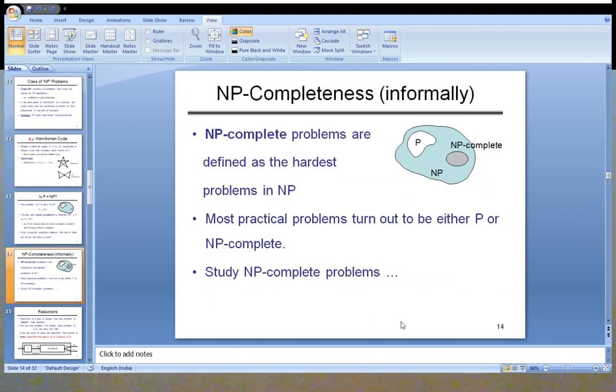NP completeness problems are defined as the hardest problems in NP. Among the intractable problems, NP complete problems are considered the toughest, and most problems turn out to be either P or NP complete.